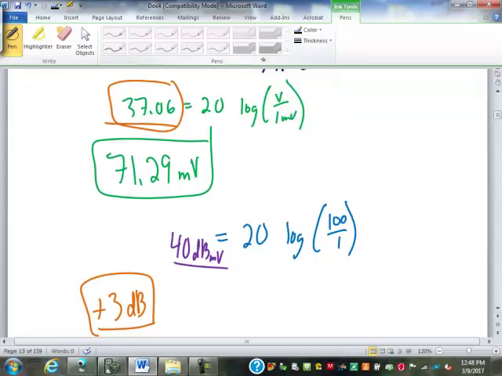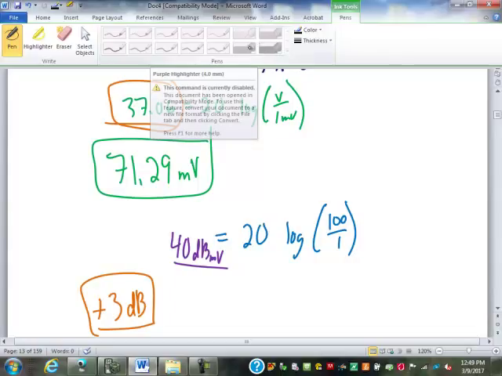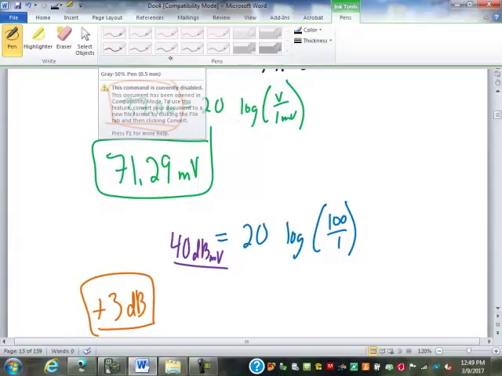Now, plus 3 dB, we're doing dBmV, so 6 is doubling. So plus 3 is still a significant chunk. It's about a, I'm trying to remember, plus 3 is like a fourth or something like that, if I remember right.